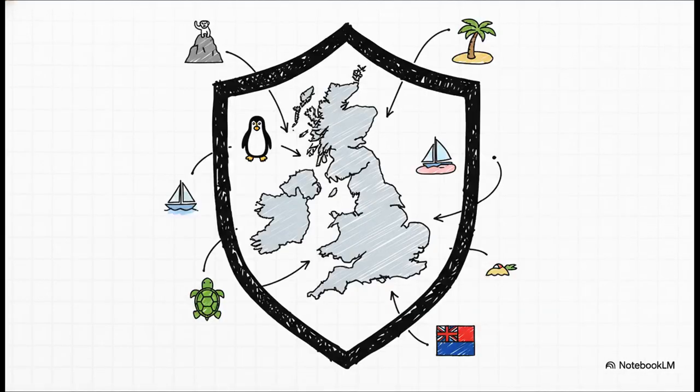And finally, there are the British Overseas Territories. Think of places like Gibraltar or the Falkland Islands. These are basically the last remnants of the old British Empire. They haven't become independent, and they still count on the UK for things like defense. And just like the Crown Dependencies, the people there are British citizens.